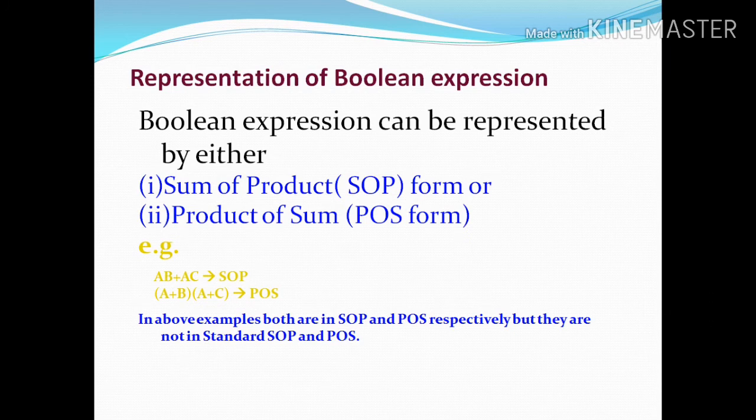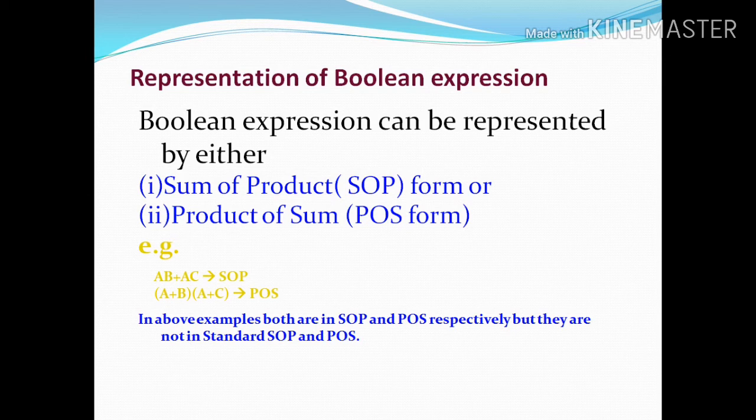Now a Boolean expression can be expressed in two ways, either SOP or POS, that is sum of products or product of sums. We can take two examples. AB plus AC is known as SOP, whereas (A plus B) dot (A plus C) is known as POS. These are the examples of SOP, that is sum of products, and POS.